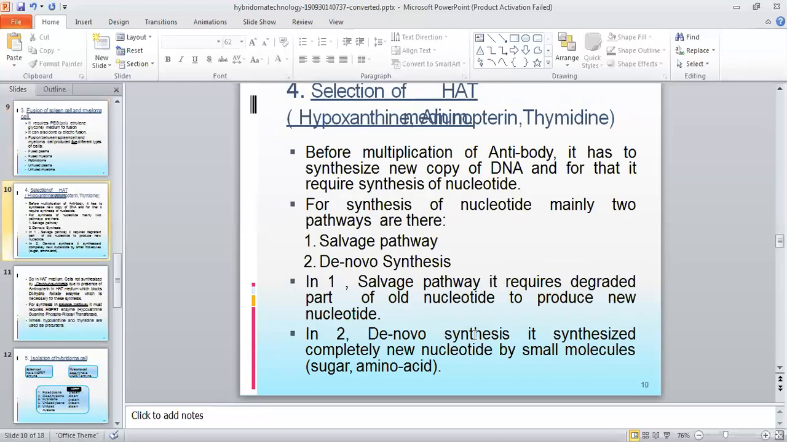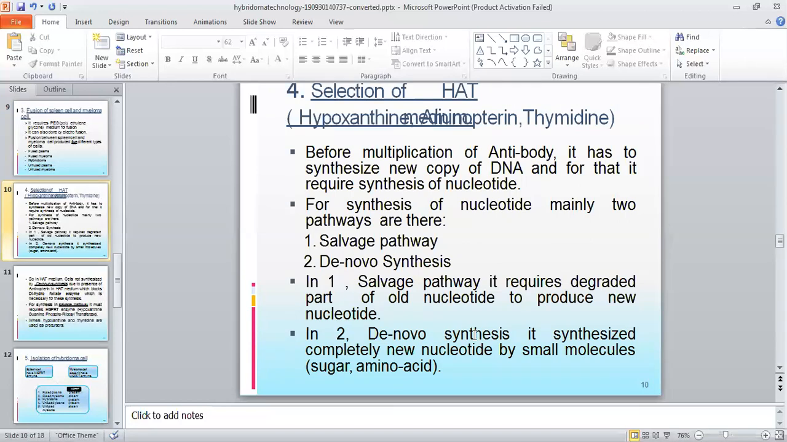Next is selection of HAT medium. HAT is a media which is used for the selection of this monoclonal antibody or hybridoma cell. Hybrid cell means this HAT media is used for the selection or the isolation of this hybrid cell.